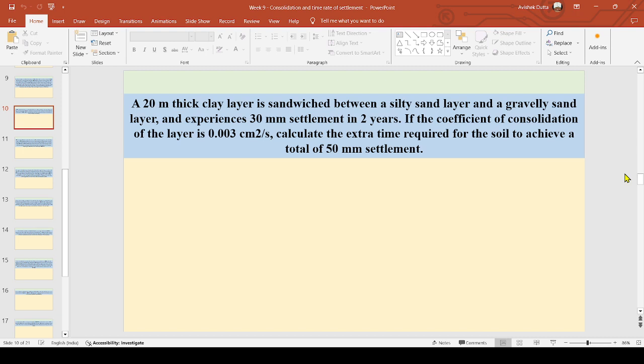I hope it is clear. You have to find out the extra time required to achieve a total settlement of 50 mm.